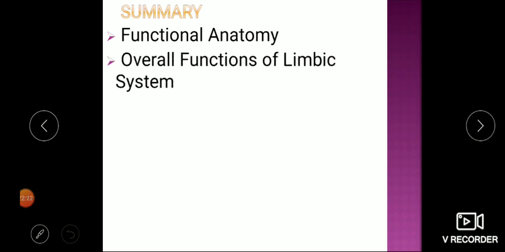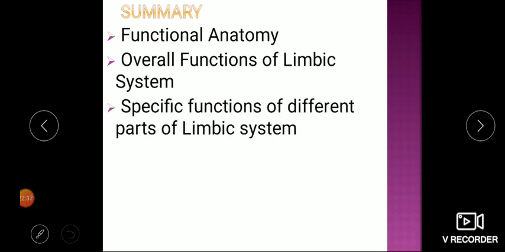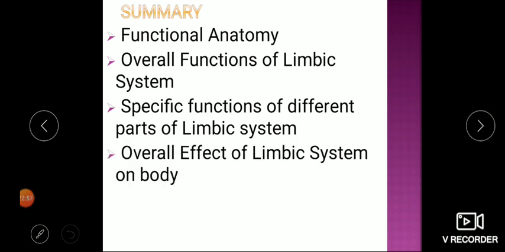We have seen the overall functions of the limbic system, that is, functions on affect, that is emotion, then on learning, on memory, on emotional exteriorization, preservation of self, and preservation of species. Then we have learned the specific functions of different parts of the limbic system. For example, some are involved in memory, some in learning, some in grief, fear, and rage. Some nuclei are involved in reward, some in punishment. And we have seen the overall effect of the limbic system on the human body, how positive and negative emotions can have an impact on our physical health.